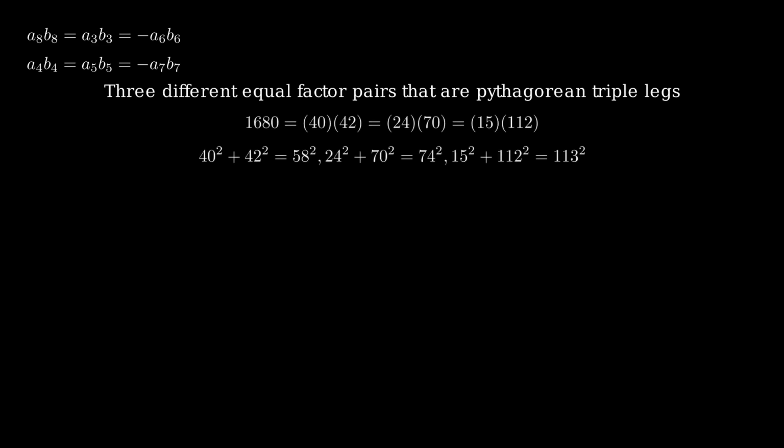This is the lowest product that can be found that satisfies the equation above. Here we have 1680 equaling 3 different factor pairs, 40 times 42, 24 times 70, and 15 times 112. All that's left to do is to use these numbers and assign them to A8, B8, A3, B3, and A6 and B6 and see what happens.